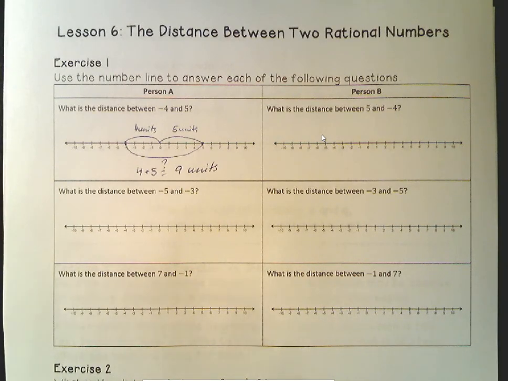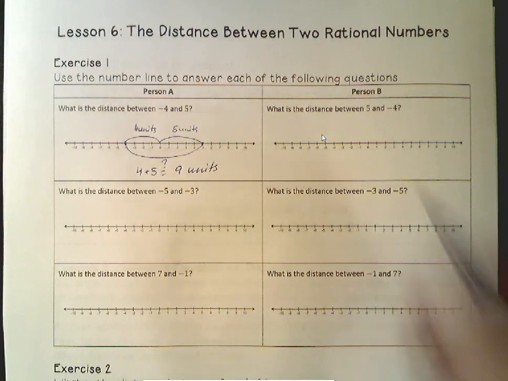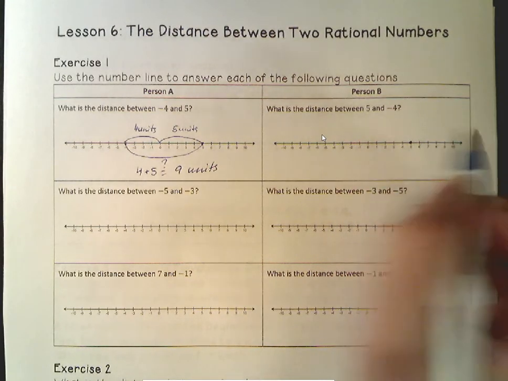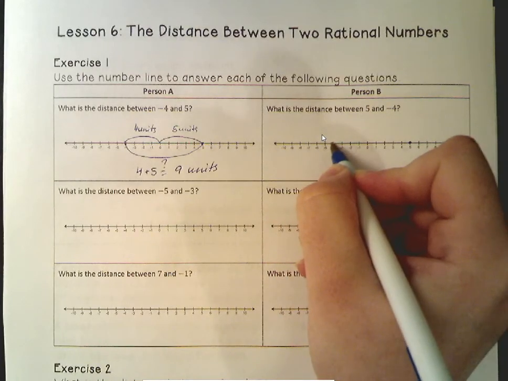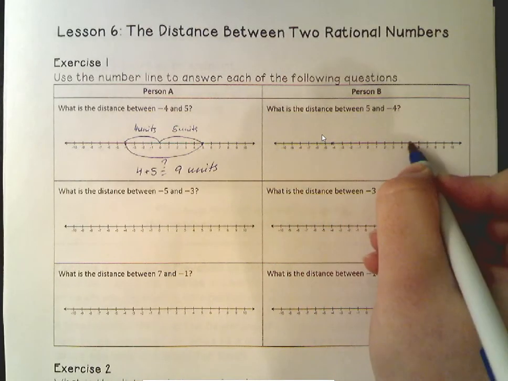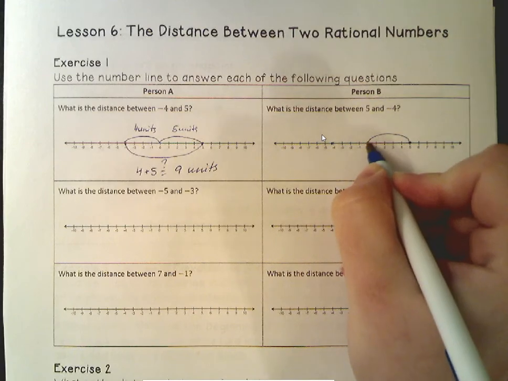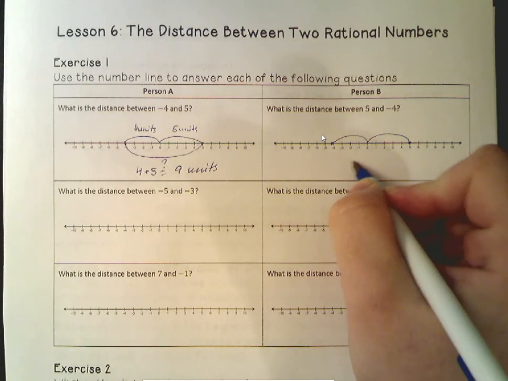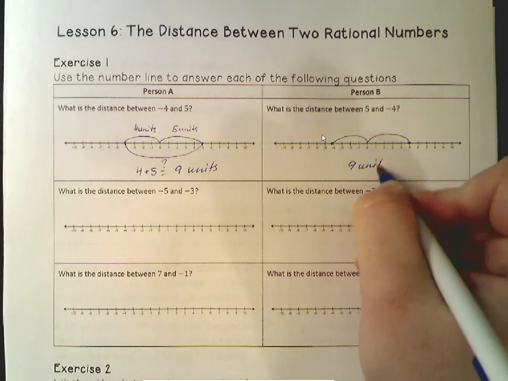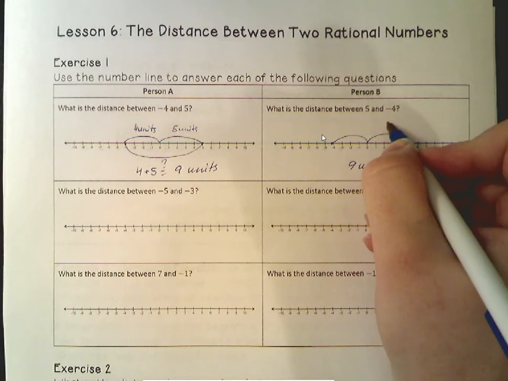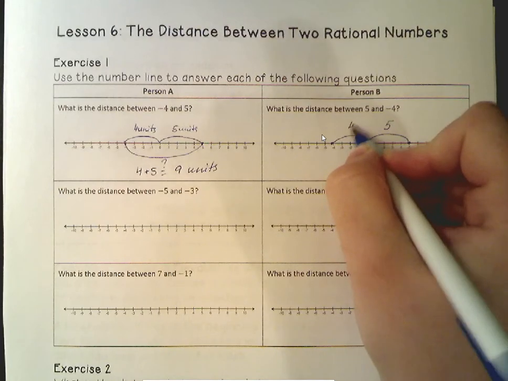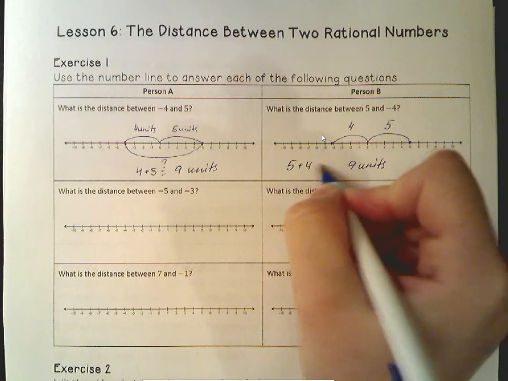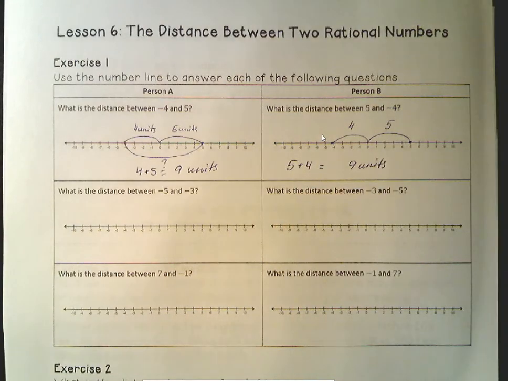What is the distance between 5 and -4 in person B? So let's find 5 on the number line. Let's find -4 on the number line. So 5 is 5 units away from 0. -4 is 4 units away from 0. Together, again, it's 9 units. Because now you're going to add 5 and 4, which is the same thing. 5 plus 4 equals 9 units.